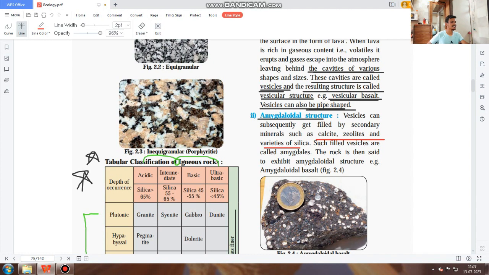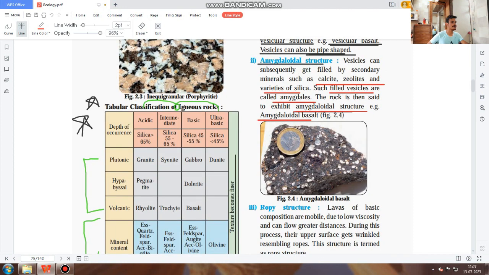Vesicles can subsequently get filled by secondary minerals such as calcite, zeolite and varieties of silica. So those vesicles can be filled by these three: calcite, zeolite and silica. Such filled vesicles are called amygdales. This is important, amygdales. Then it is said to be an amygdaloidal structure.